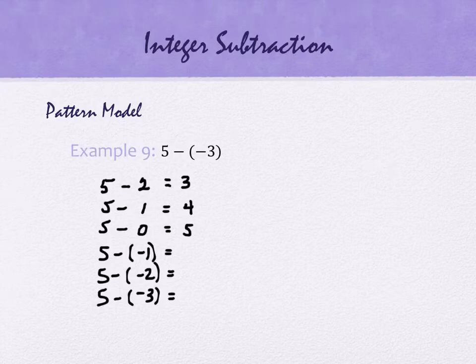So what's happening with the numbers on the right? 3, 4, 5. They're increasing by 1 every time, correct? So what would come after the next one? What's after 5? 6. And then 7, 8. So again, we can look at this.